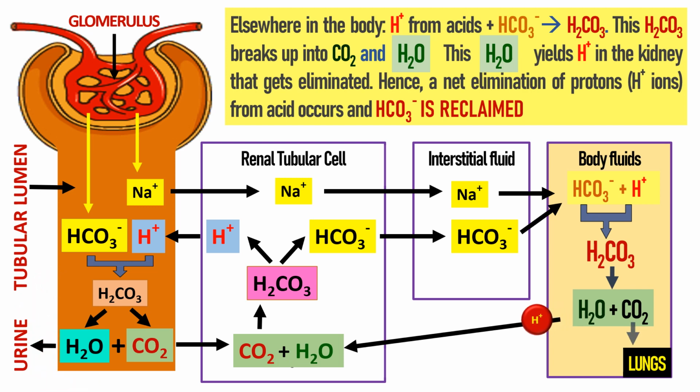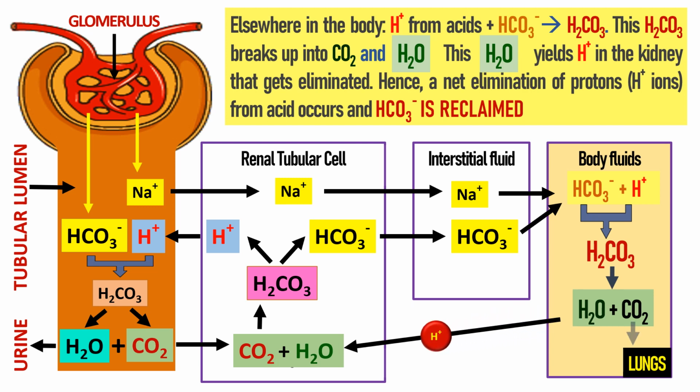In the tubular fluid, the hydrogen ions now combine with the filtered bicarbonate ions. This ultimately results in the formation of water and carbon dioxide. The carbon dioxide is reabsorbed into the renal tubular cell. Interestingly, you will notice that, for every bicarbonate ion filtered, another bicarbonate ion is generated within the renal tubular cell, which then gets absorbed. Hence, bicarbonate is not lost, but is rather reclaimed.